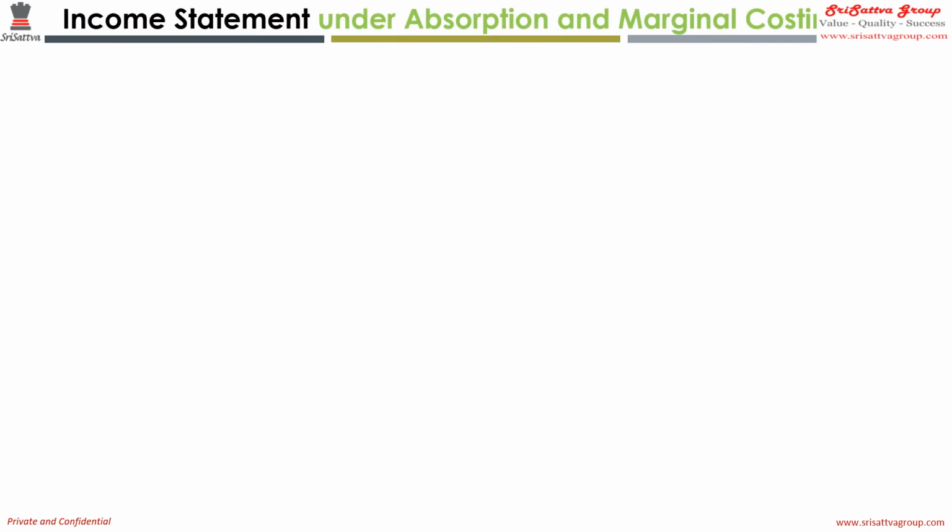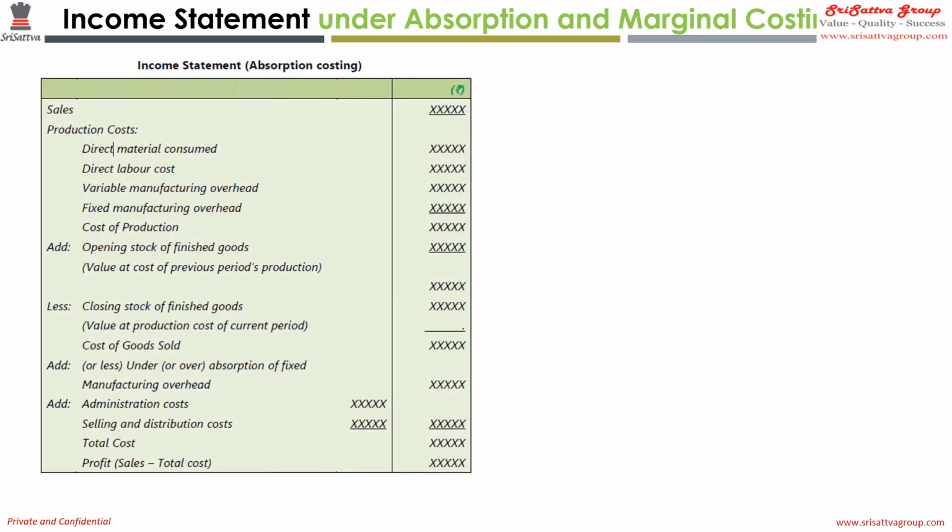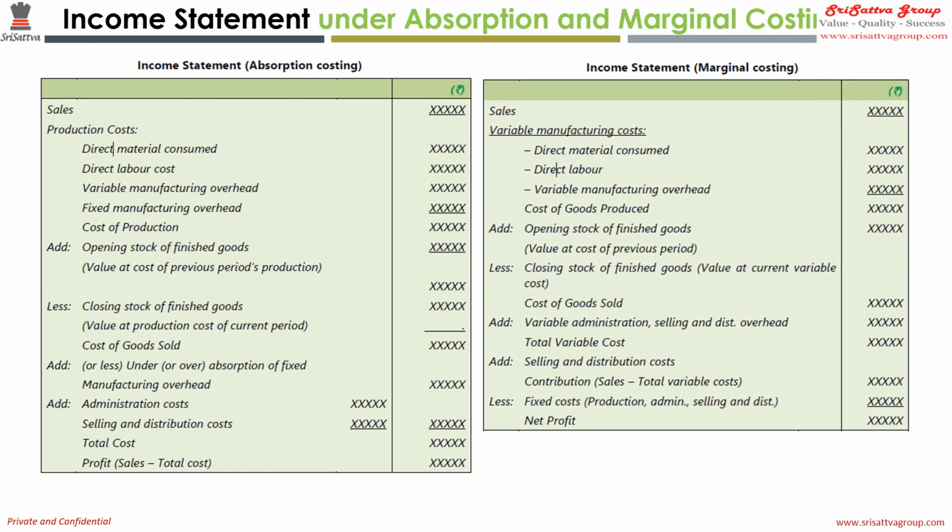Income statement under absorption and marginal costing. In absorption costing, the classification of expenses is based on functional basis, whereas in marginal costing it is based on the nature of expenses. In absorption costing, the fixed expenses are distributed over products on absorption costing basis, that is, based on a predetermined level of output.